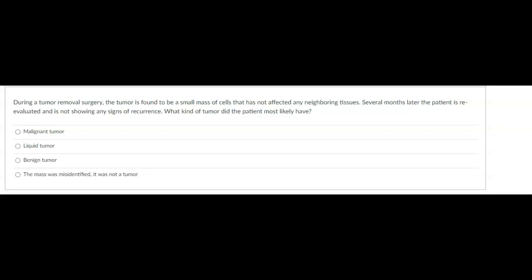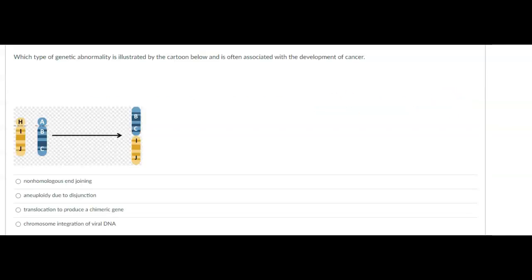So this is a good example of you being able to show an understanding of the different types of tumors by an example. This is a really good question for one. Here's one with an image talking about genetic abnormalities and development of cancer. Again, this is directly from the exam study guide. These are just a few of the examples of the types of questions that you would see.